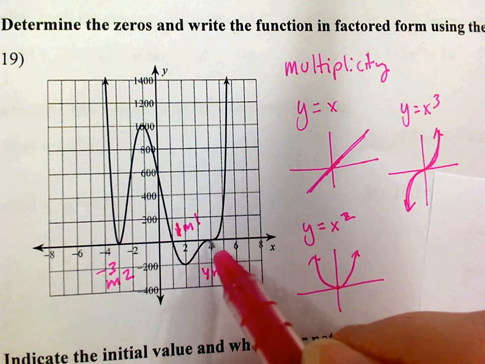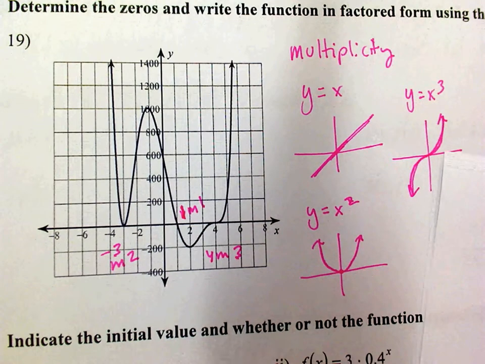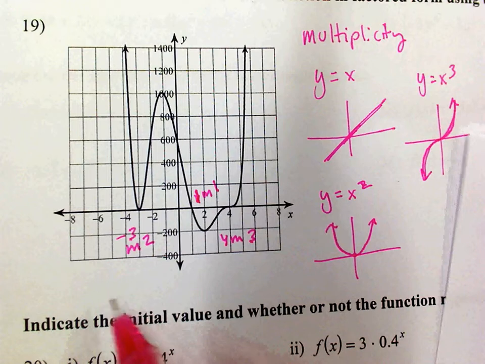So if I was writing this function in factor form, here's what I would say. If negative 3 is a 0, then x plus 3 is the factor. Multiplicity of 2 means power of 2.